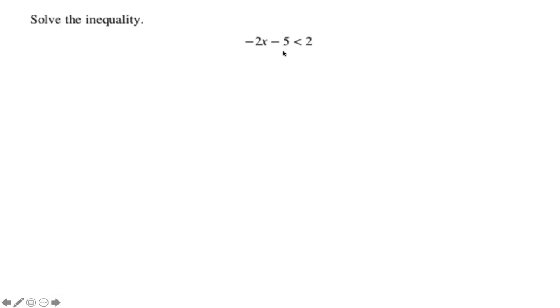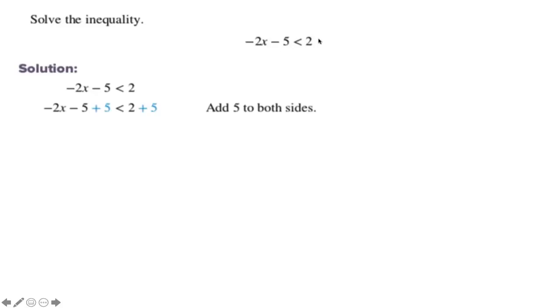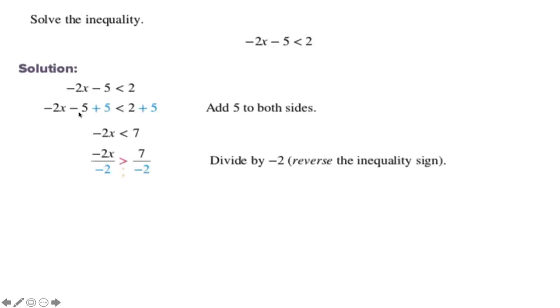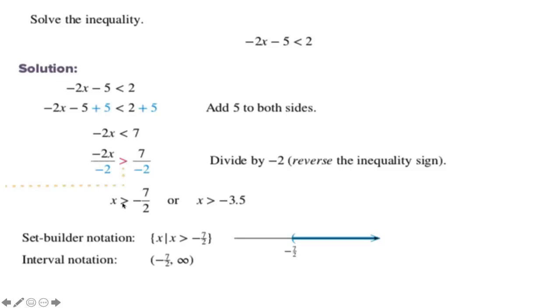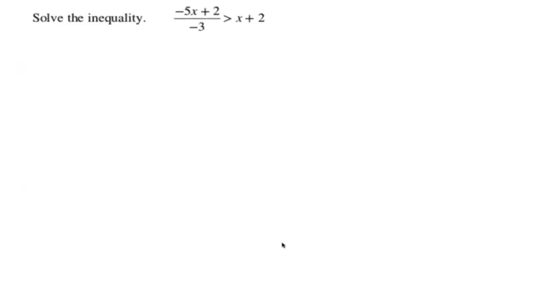So for example, if I want to solve this, I can add 5 to both sides. And remember, when I add, I preserve the inequality. So this cancels, and negative 2x is less than 7. Now if I divide by negative 2 to cancel the negative 2, the inequality is reversed. And I get that x is greater than negative 7 over 2, which means that x is greater than negative 3.5. And so again, this is the interval notation, this is set notation, and this is the graphical representation. Okay, let's do another one.